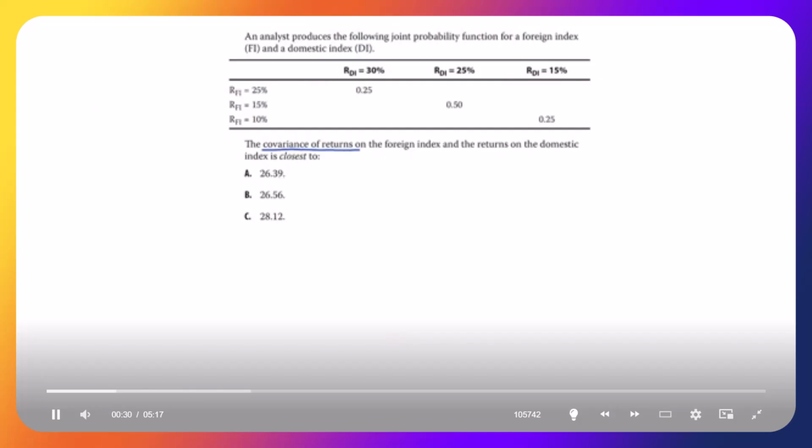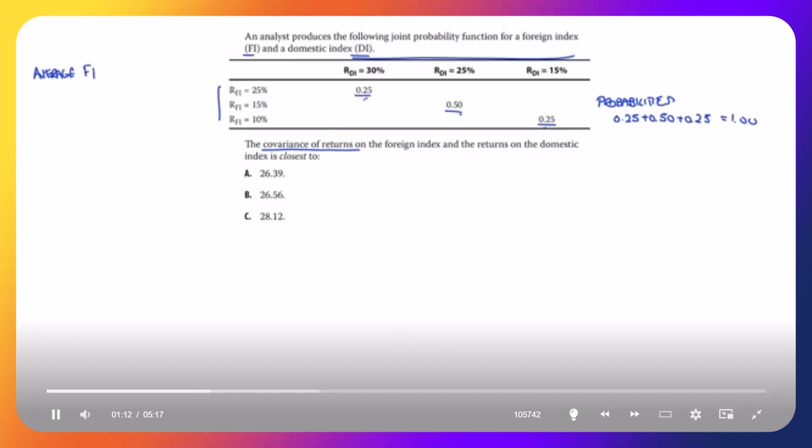Going across from top left to bottom right here, 0.25, 0.5 and 0.25 are your probabilities of each scenario. To check you're interpreting this correctly, when you look at these three, they should add together to give you 1. This is every possible outcome. Down the side and across the top are your returns to the foreign index and the domestic index given each of these scenarios.